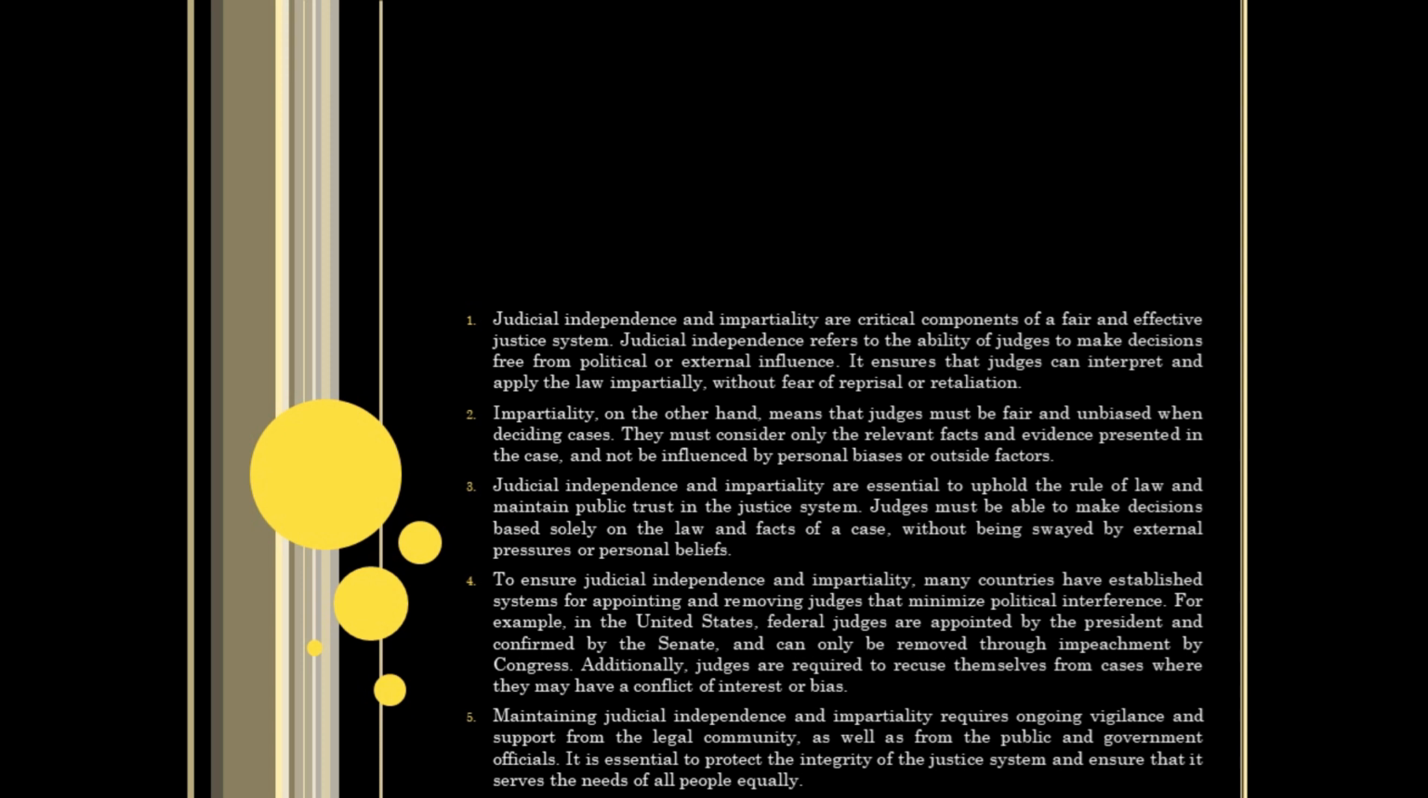Additionally, judges are required to recuse themselves from cases where they may have a conflict of interest or bias. 5. Maintaining judicial independence and impartiality requires ongoing vigilance and support from the legal community, as well as from the public and government officials. It is essential to protect the integrity of the justice system and ensure that it serves the needs of all people equally.